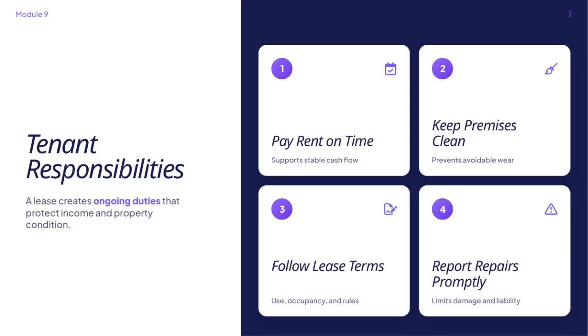When we look at tenant responsibilities in a lease, there are several key duties that help protect both the income for the landlord and the condition of the property. First and foremost, tenants need to pay rent on time. This is crucial because it supports a stable cash flow, which keeps the financial side of leasing secure. Next, keeping the premises clean is important. This helps prevent avoidable wear and tear, preserving the property's value over time. Third, tenants must follow all lease terms. This includes how the property is used, occupancy limits, and any other rules set forth in the agreement.